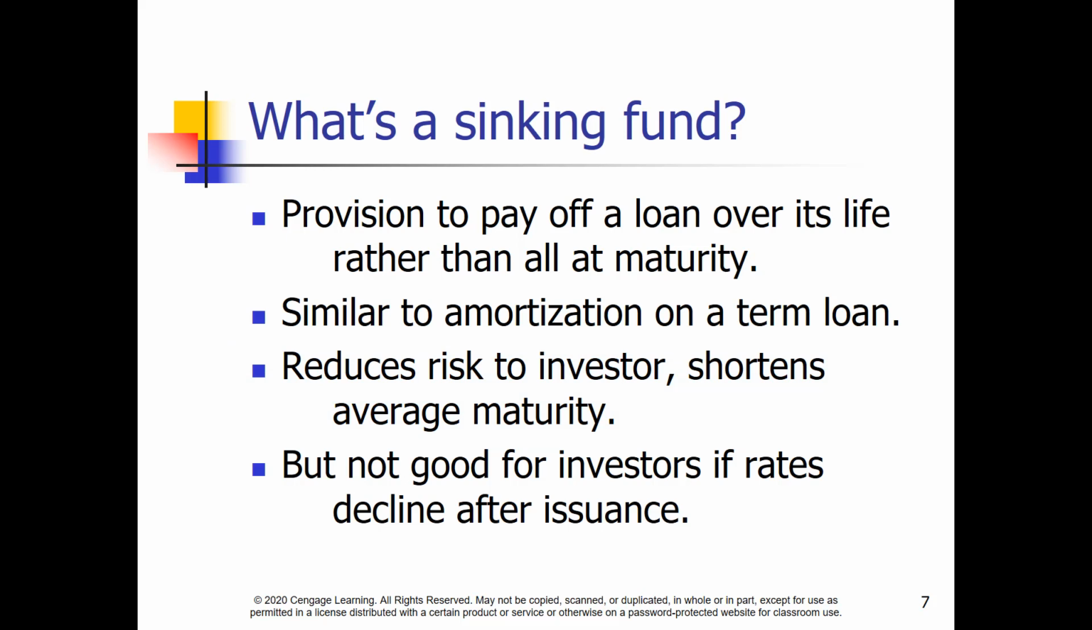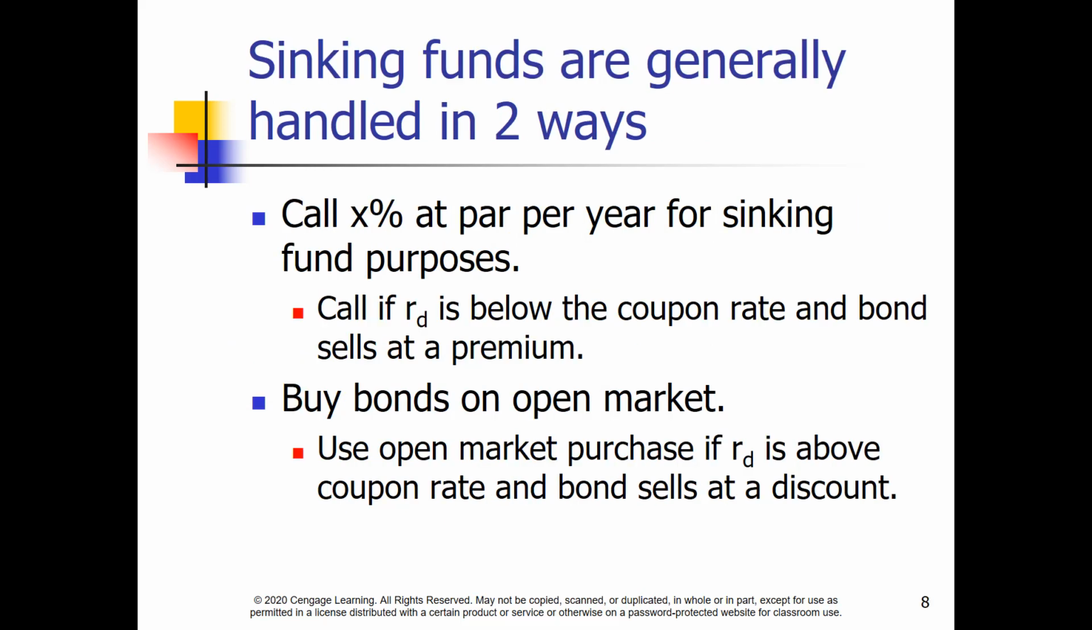Sinking funds can be handled in two ways. The issuing firm provides funds to a trustee who handles the sinking fund. The trustee may call a specific percentage of the issue by a lottery of the serial numbers. If the bonds are selling at a discount from par, the trustee may buy the needed number of bonds on the open market. Note that with a sinking fund call, there is no call premium.